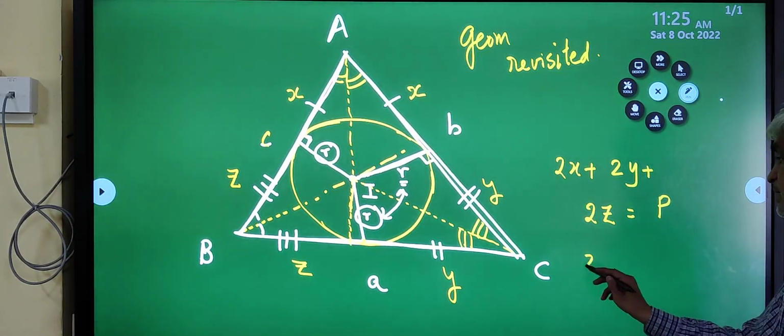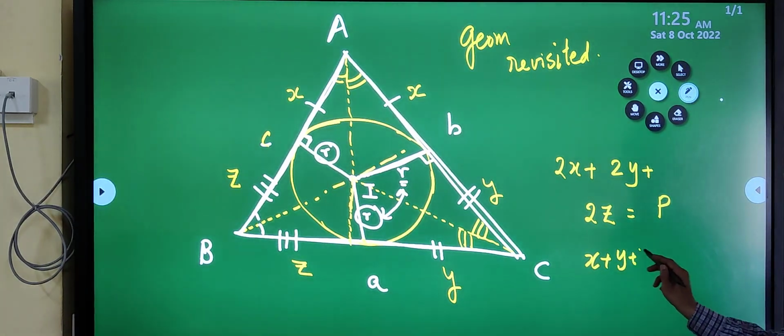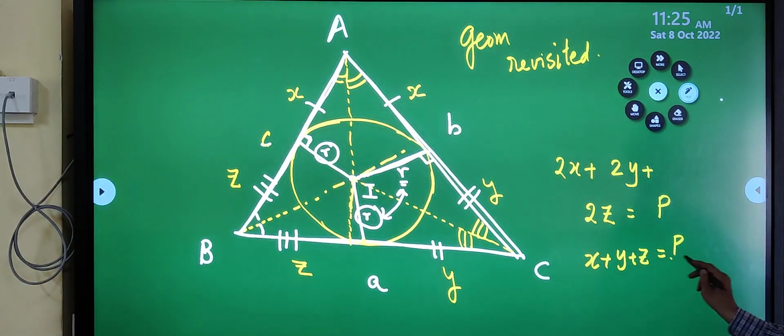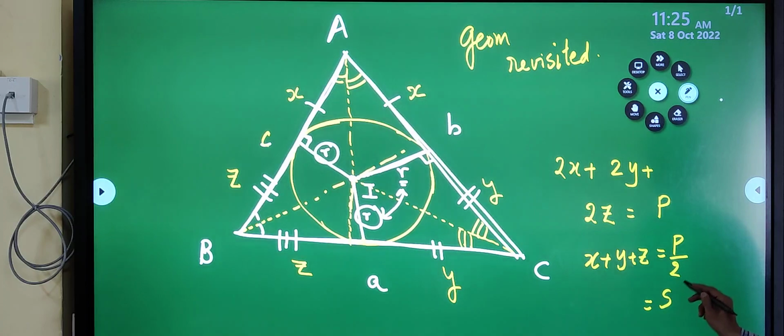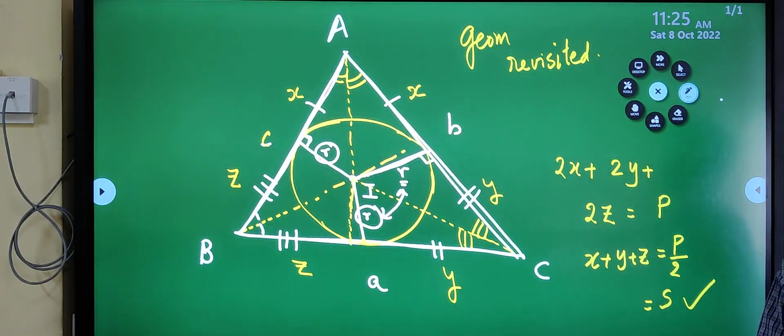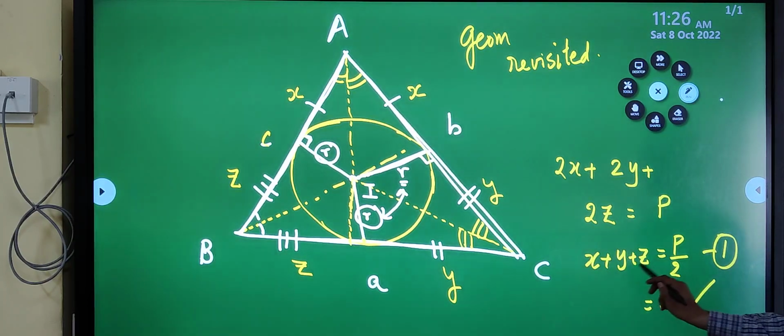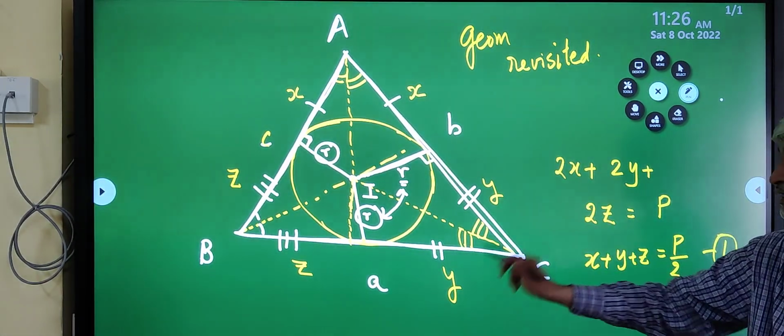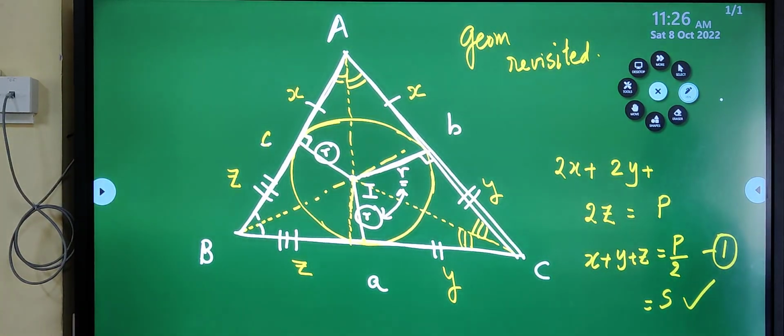Now this immediately gives us x plus y plus z is equal to the perimeter divided by 2, and this is called the semi-perimeter, and we use the standard symbol s for the semi-perimeter. So x plus y plus z is equal to the semi-perimeter, and you must have already met this when you studied Heron's formula for the area of a triangle. Now this is our first important equation: x plus y plus z, with x, y and z as shown in the diagram, is equal to the semi-perimeter.